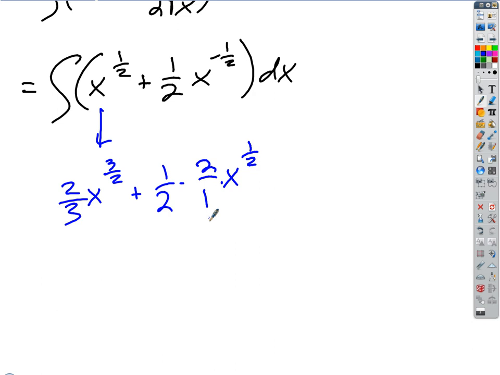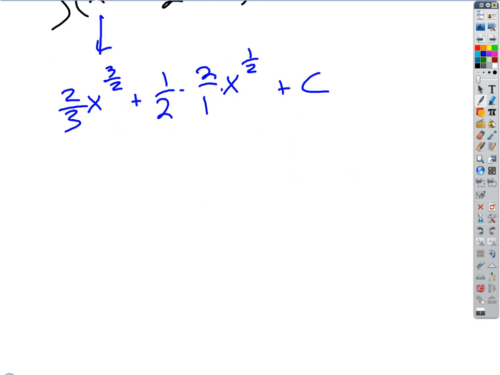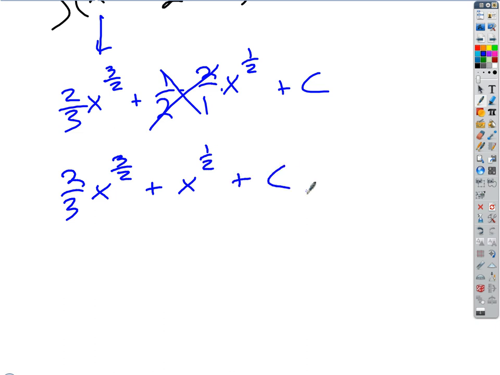Make sense? Because, remember, it's x to the n plus 1 divided by n plus 1. But like I say, you always just instinctively multiply by the reciprocal rather than divide by a fraction. So right, we just get 2/3 x to the 3/2 plus x to the 1/2 plus c. And you can write those as radicals if you want to. But either way, same thing.